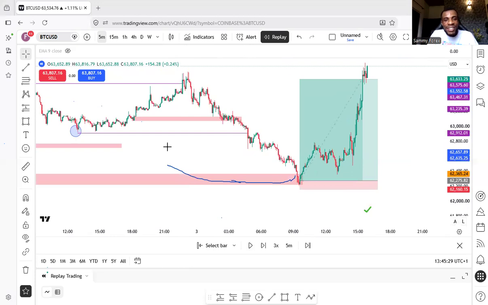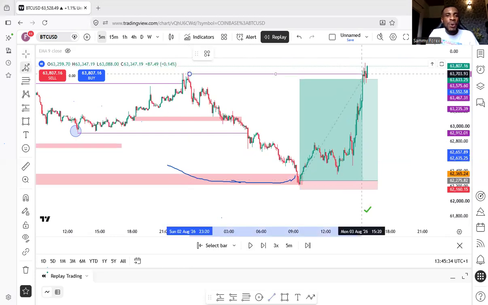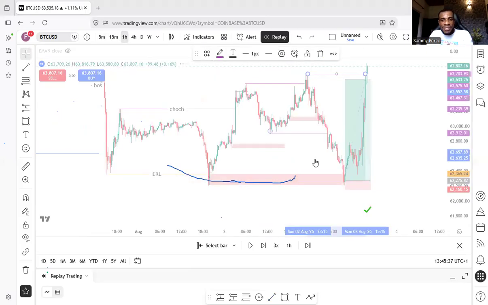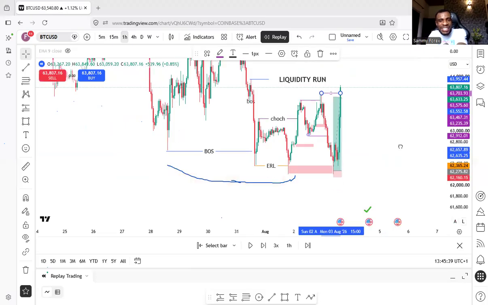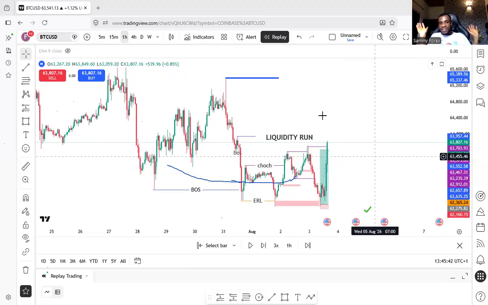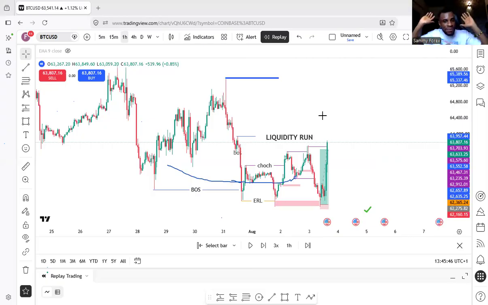It can't break this structure. Now we can see a break of structure. Now let's go back to the 1 hour and see what the market shows. All these things we are doing are still internal structure, not external structure. It's still a downtrend according to the 1 hour.